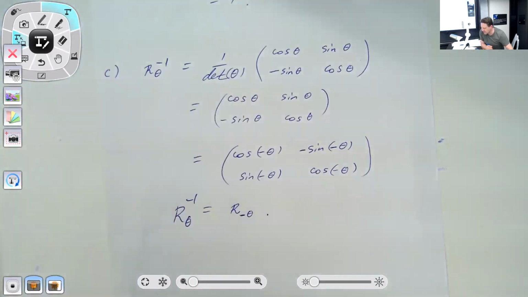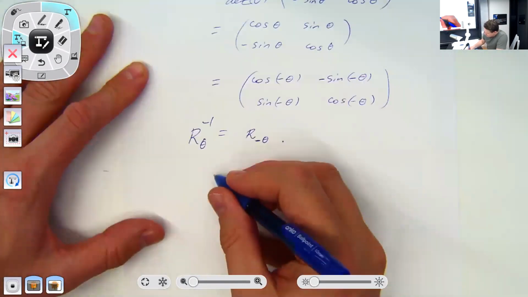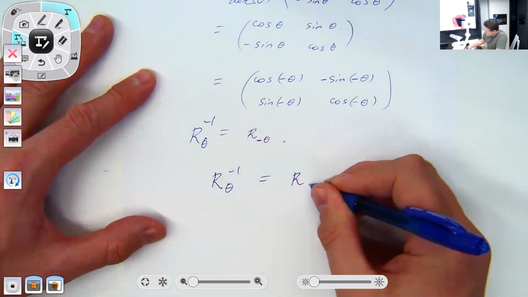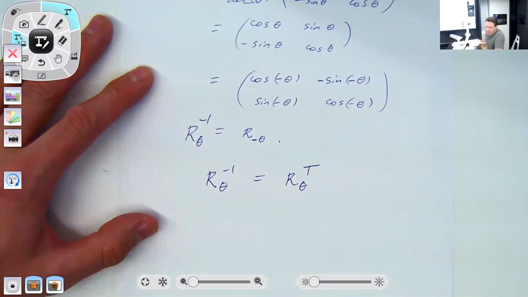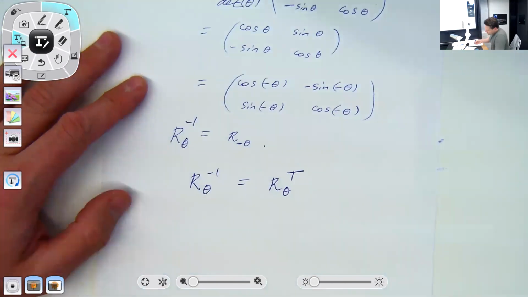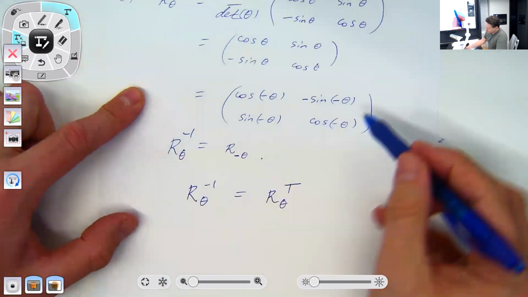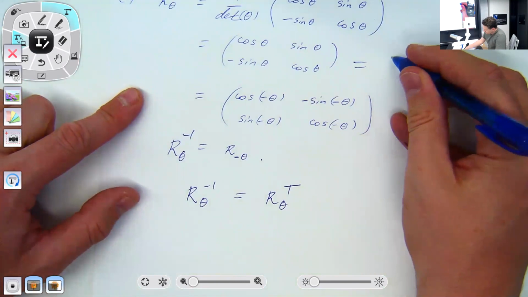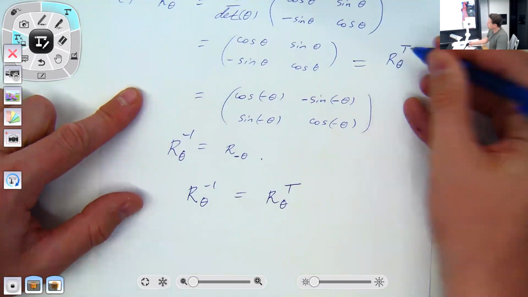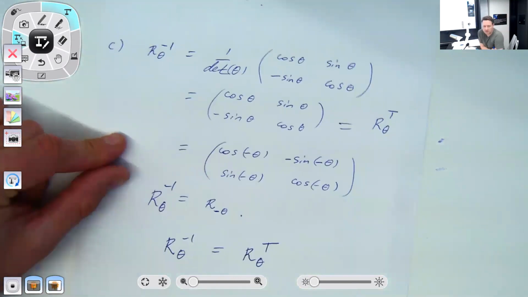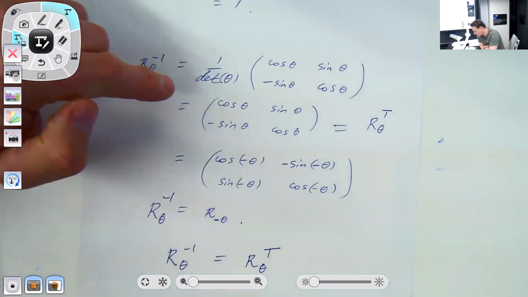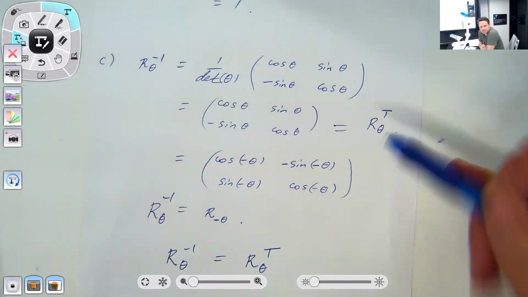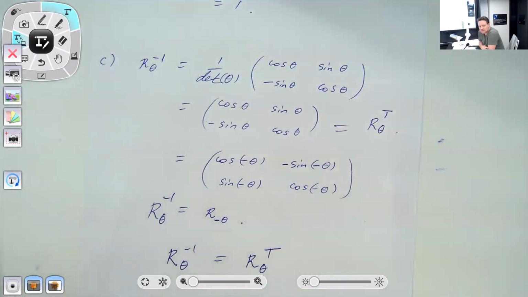And that means that R theta inverse is equal to R theta transpose because it's orthogonal. So then straight away we get this line, which is the transpose. So it makes it easier to calculate the inverse. You don't have to actually do that part of the calculation when you just observe that it's orthogonal. And you still have to do that, of course.